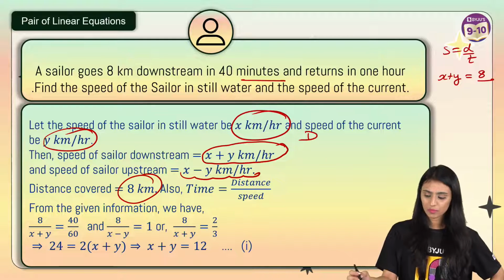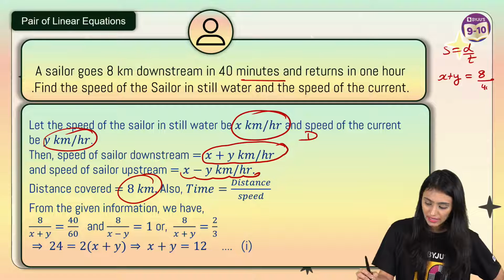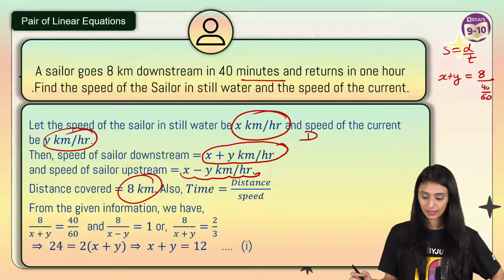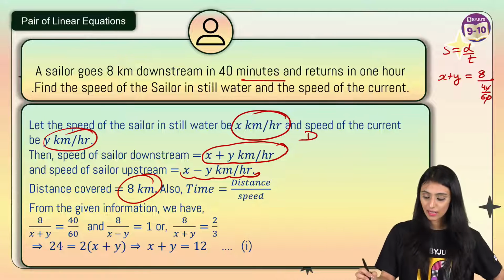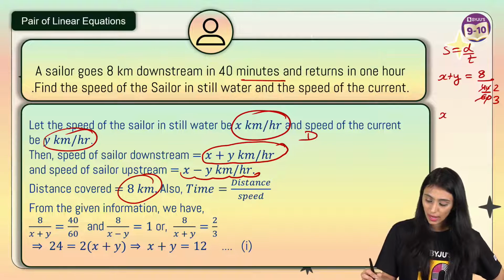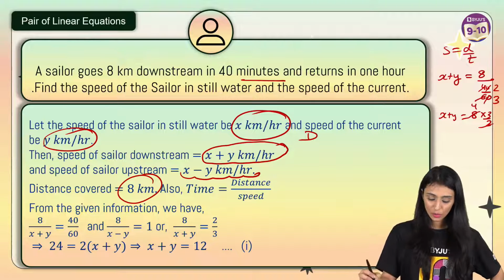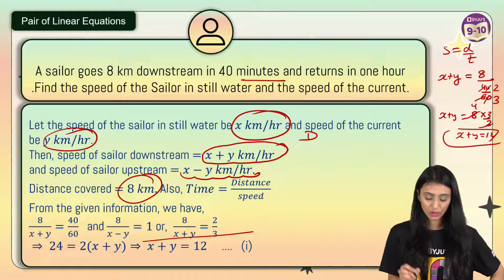40 minutes means what? That means 40 by 60 if I convert this into hours. So this is going to be what? This 0 and 0 will get cancelled out, and this is 2 times 2, 2 times 3. So x plus y, here 8 upon this, is going to be x plus y equals 12. That's going to be your first equation, which is shown here also.